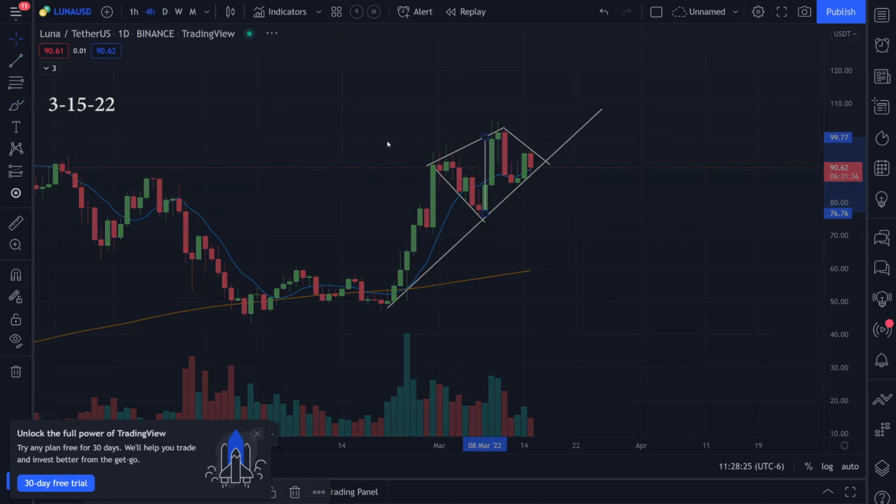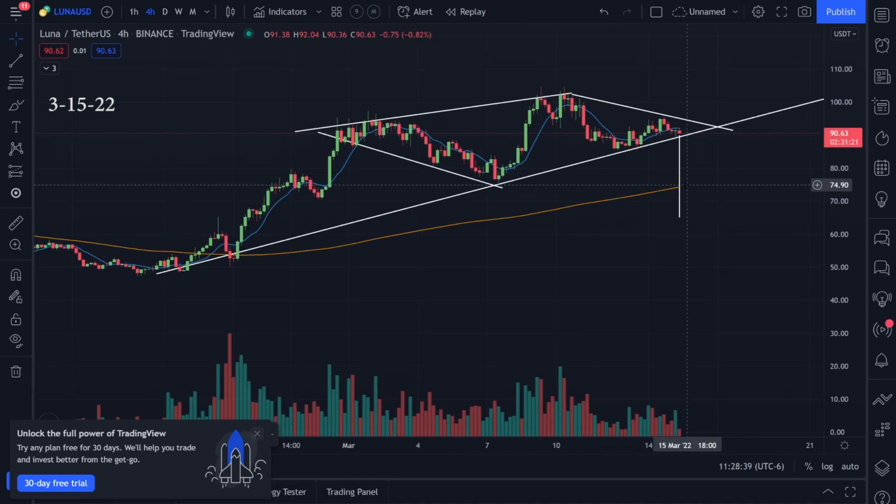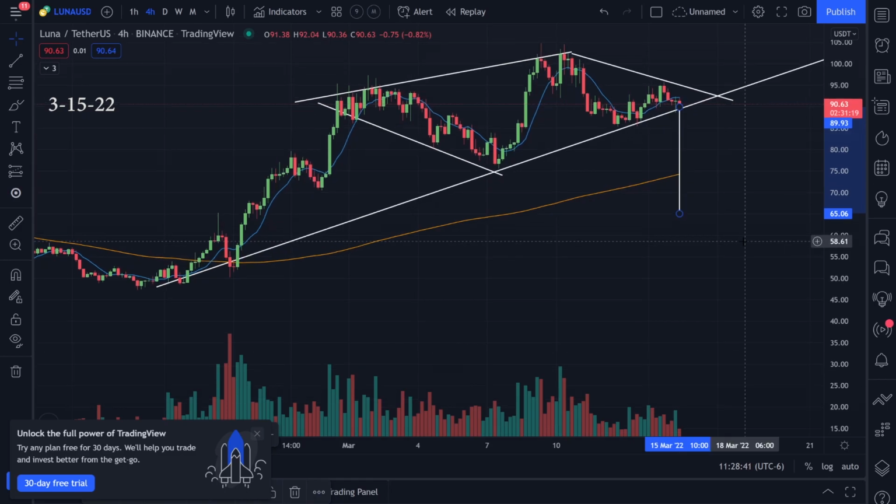Let's go into the 4-hour time frame and get a better look. I would target from the top to the bottom of this diamond, something like this. I would probably use this little run right here, and then I would drag this to the breakout. Let's say this breaks going to the downside like this. I would target something like around $65.